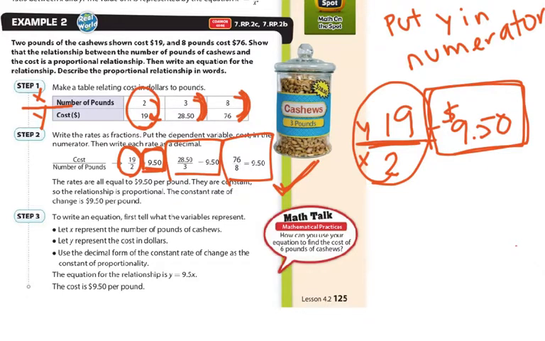So now, since it is a constant, I can write this as an equation, okay? So all the rates are equal to $9.50 per pound. They are constant, so it's proportional. So I can write a relationship.